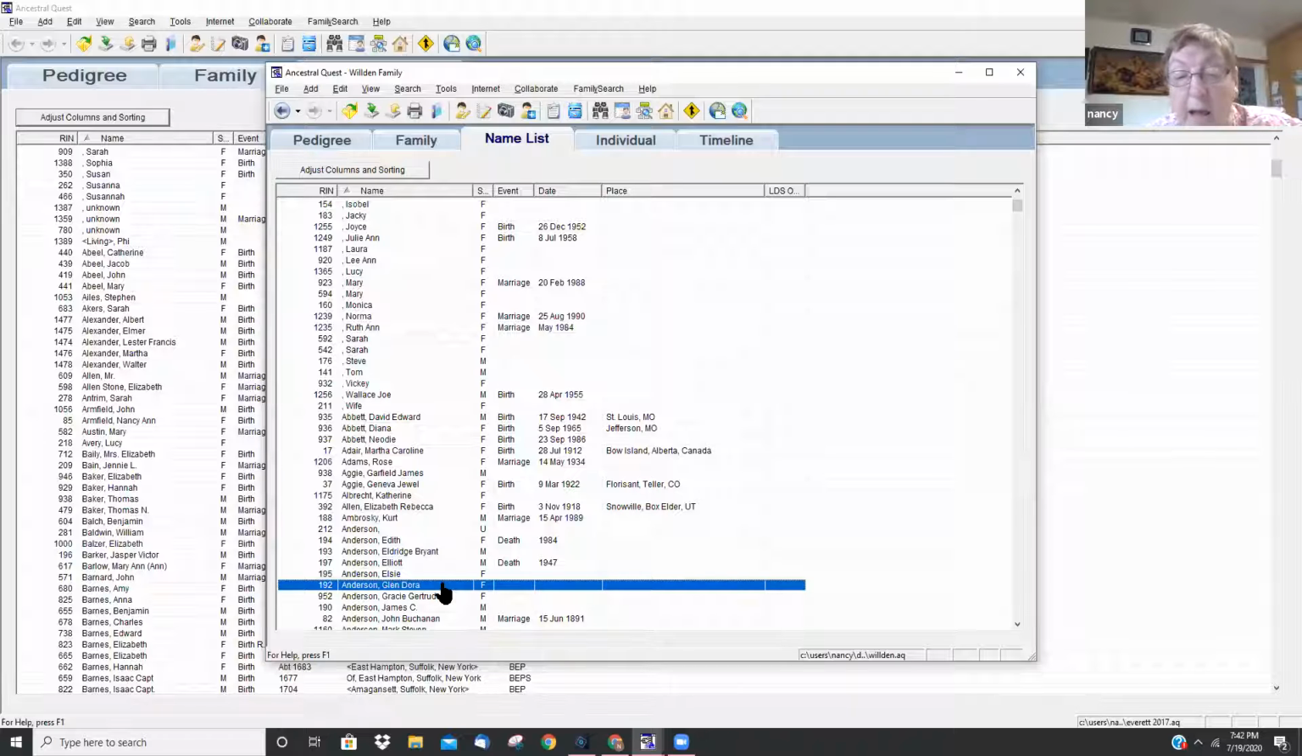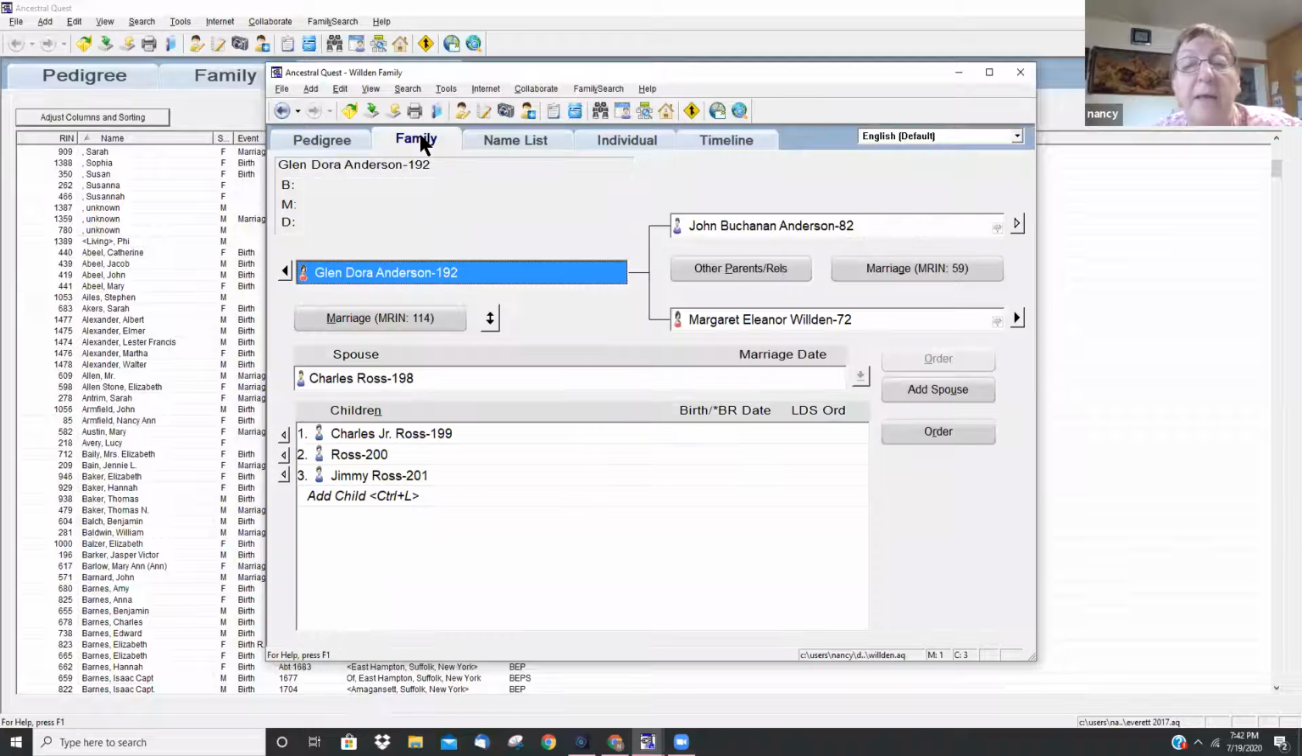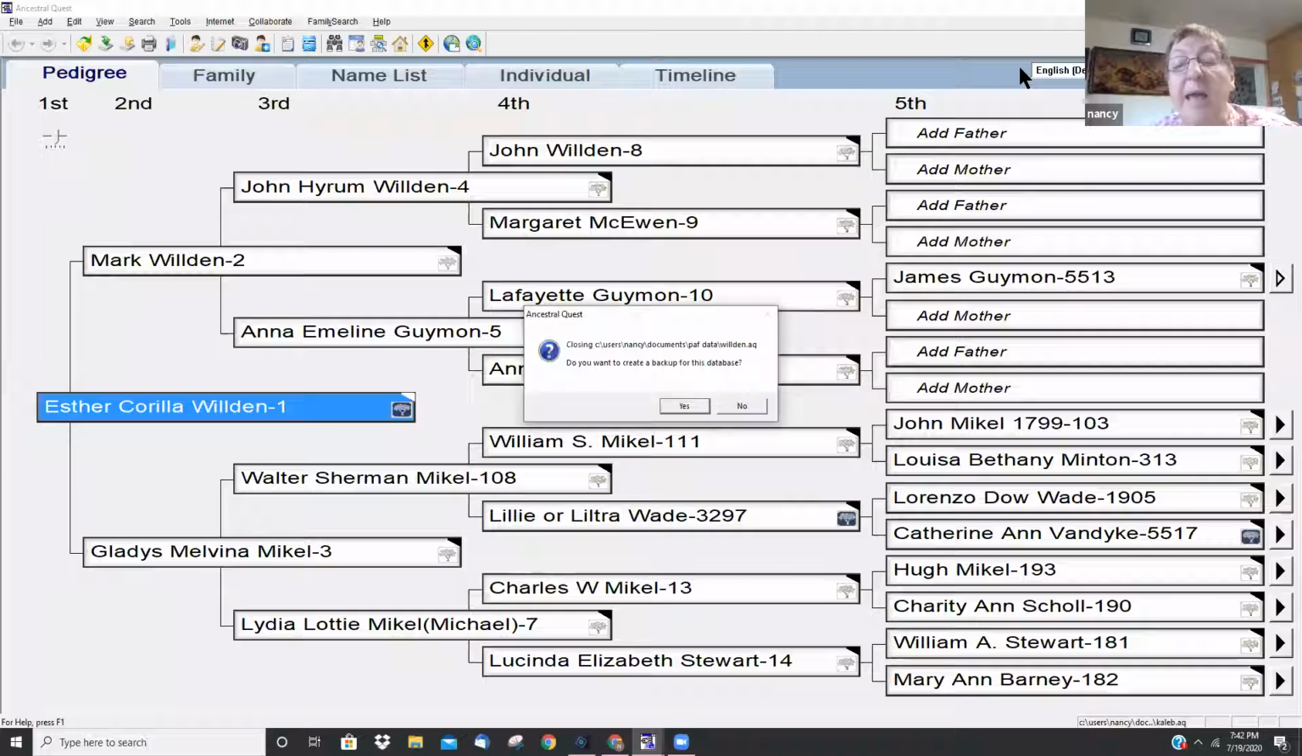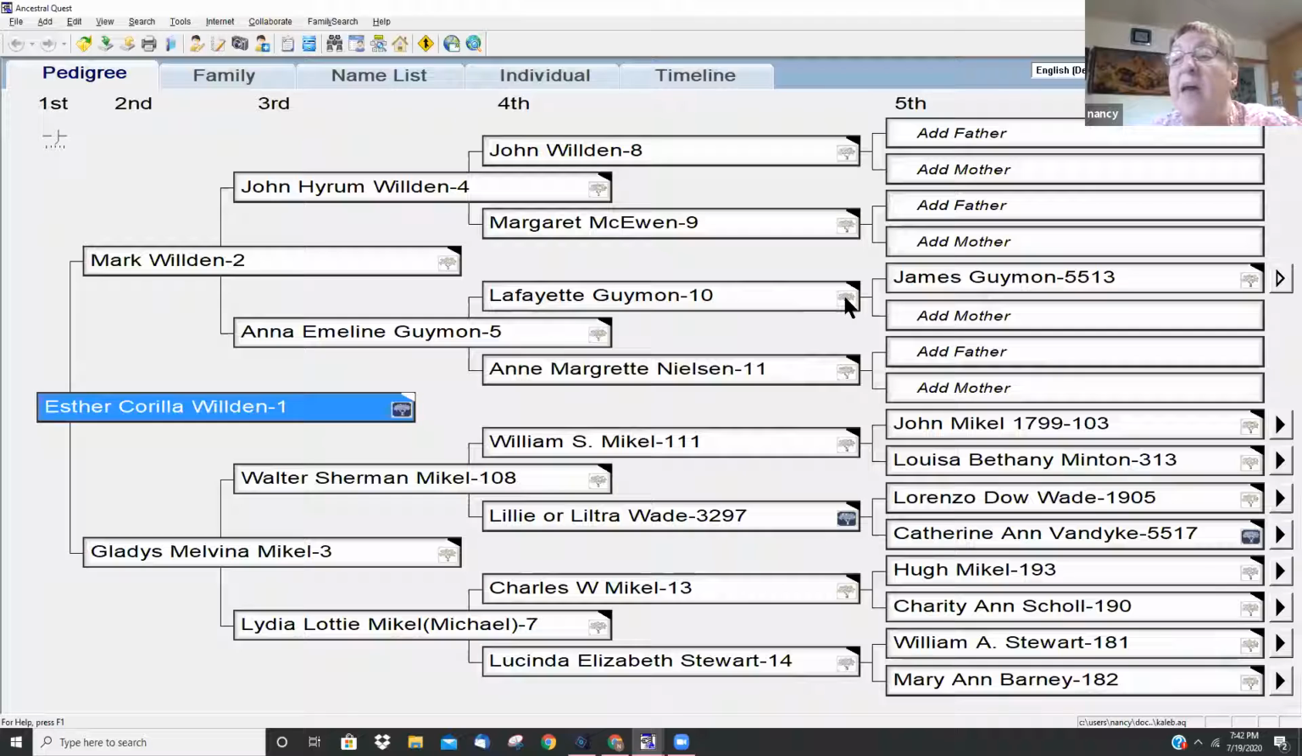Glenn Dora Anderson, who's a female. And I'm going to look in her family, and I'm going to find that, in fact, Glenn Dora Anderson is the daughter of Margaret Wilden. So she is a relative of mine, and that's why she's there. Now, knowing that, I can look her up on Family Search and connect that census index record that we found to her.